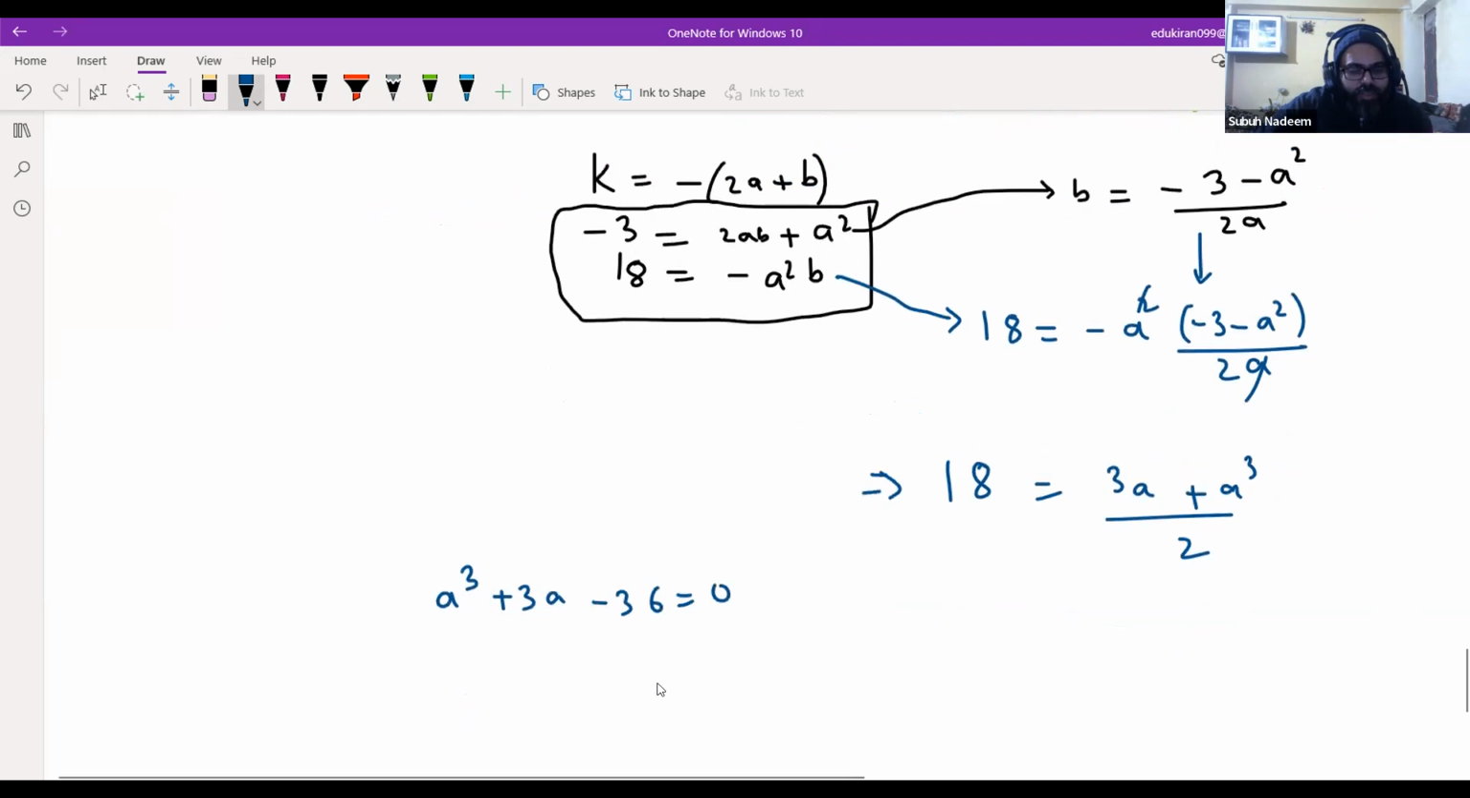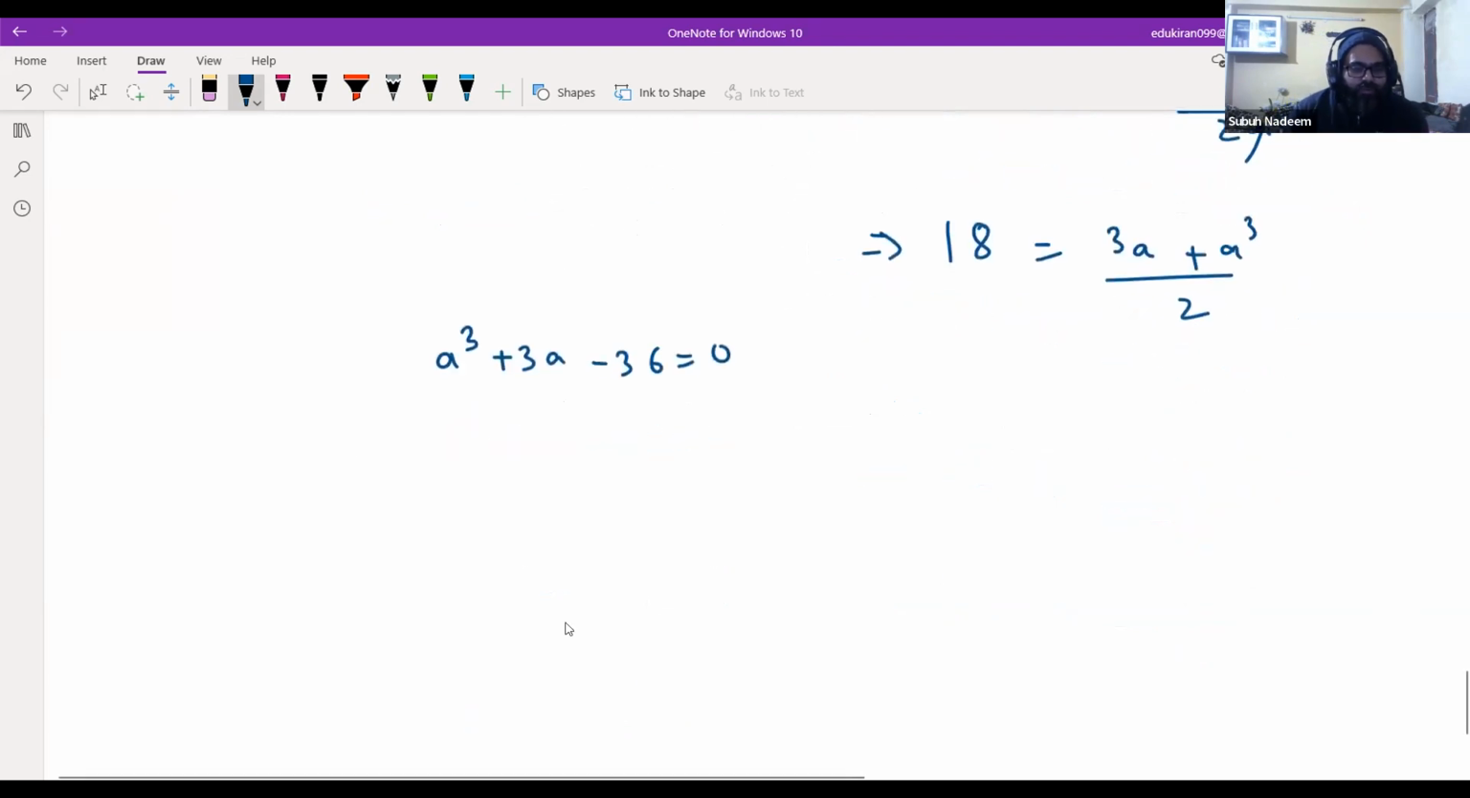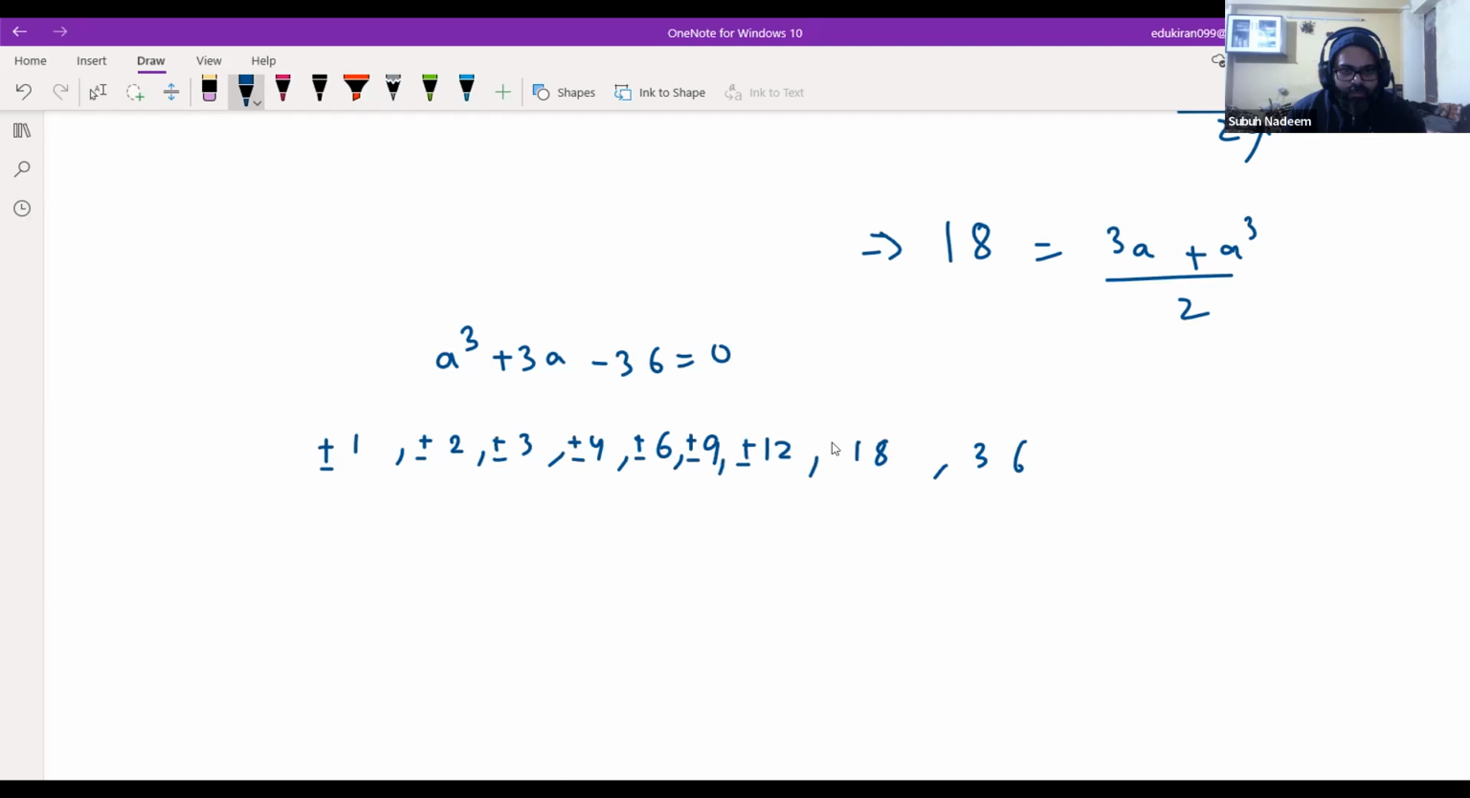Now its factor you need to find by the help of the concept which we did. 1, 2, 3, 4, 6, 7, 8, 9, 10, 11, 12, 13, 14, 15, 16, 17, 18, and 36. We may not have to go till there. We will get it initially only, I hope so, because they want to know the concept only.